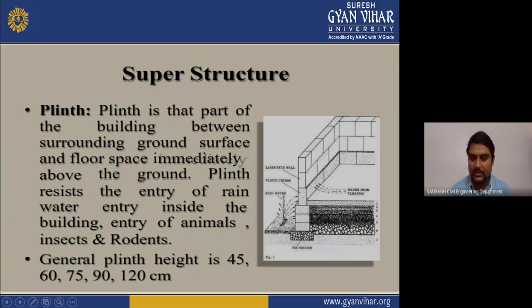Plinth, as we all know, is a part of the superstructure. Plinth is that part of the building between the surrounding ground surface and the floor space immediately above the ground. Plinth resists the entry of rainwater, animals, insects and rodents inside the building. Generally, plinth height is given between 45 to 120 centimeter. As you can see in this image, this is your plinth.